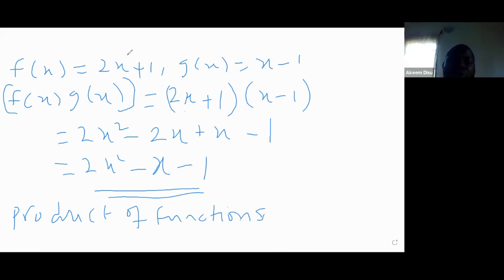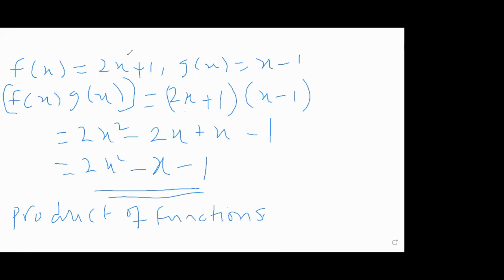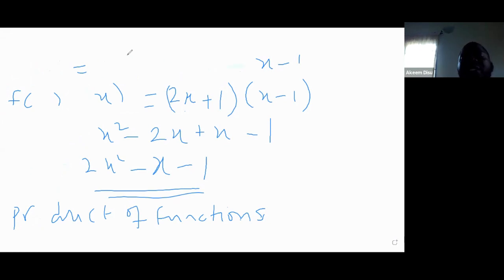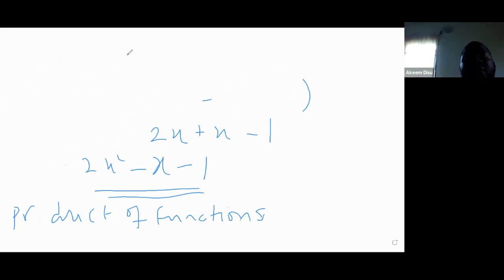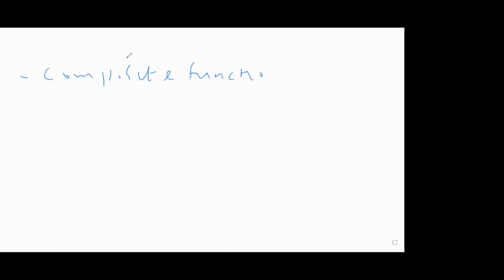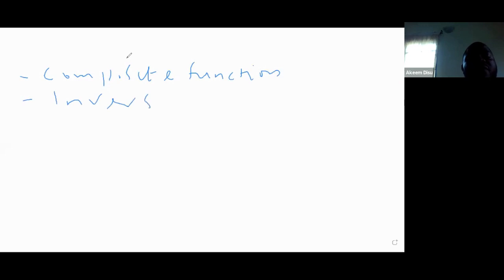We can proceed to what we call the quotient of functions, which is division. It is achieved the same way as the product of functions. But we have two special functions we are going to learn: the composite function and the inverse function. Let's go back to our course material.